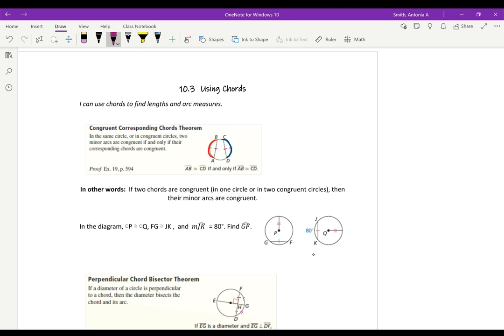So in this diagram here, we have circle P and circle Q. It tells us that FG, this chord, and JK, this chord, are congruent. It tells me that the measure of JK, this arc right here, is 80 degrees, and it wants me to find the measure of arc GF. So we know that those chords are congruent. That means their arcs are congruent, which means that the measure of arc GF must also be 80 degrees. Since these chords match, these arcs match.